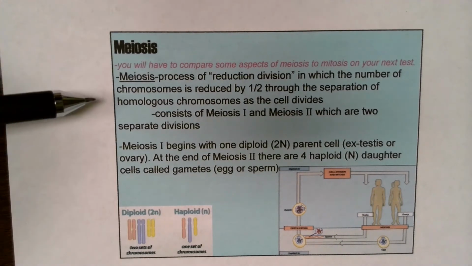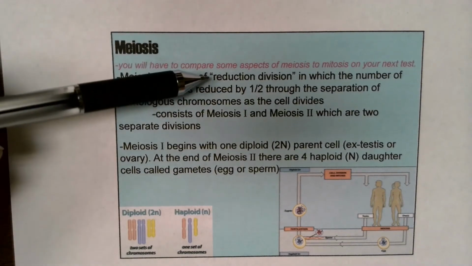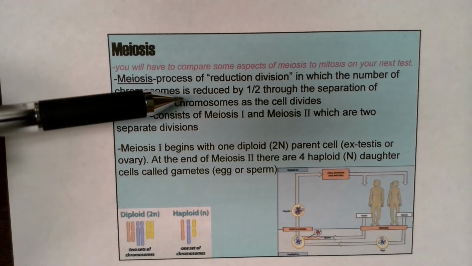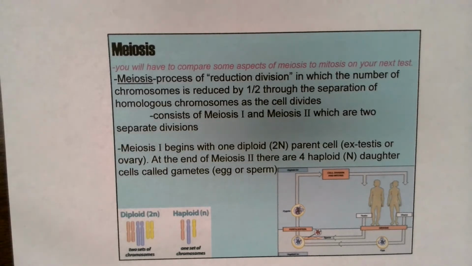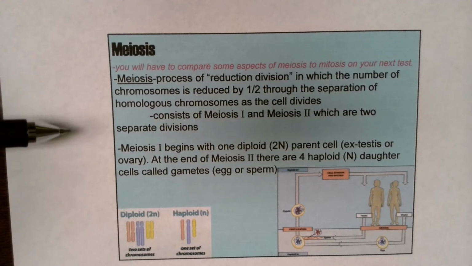All right, so meiosis, by definition, is the process of reduction division in which the number of chromosomes is cut in half through the separation of homologous chromosomes as the cell divides, right? So that's a long definition, okay? The reduction part is that the number of chromosomes is reduced by half. And the division part is that the cell is dividing, right? So there are two stages of meiosis, meiosis 1 and meiosis 2, and there are two separate rounds of division.